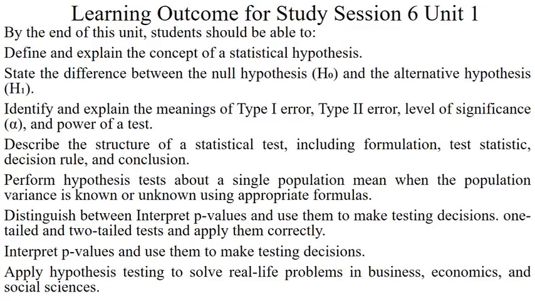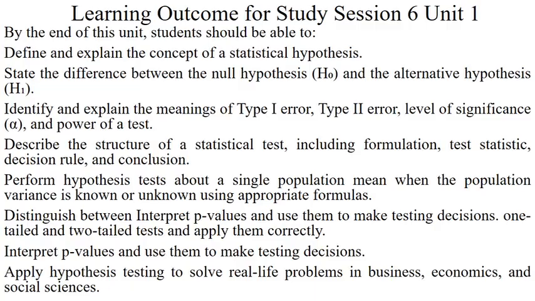The learning outcomes for study section 6 unit 2. By the end of this unit, students should be able to define and explain the concept of hypothesis testing, statistical hypothesis, and state the difference between the null hypothesis, which is our H0, and alternative hypothesis, which is our H1. Identify and explain what we mean by type 1 error, type 2 error, level of significance and power of a test. Describe the structure of a statistical test, including formulation. How do we formulate a statistical test? The test statistics that we are using, the decision rule, our decision based on our result, and conclusion.